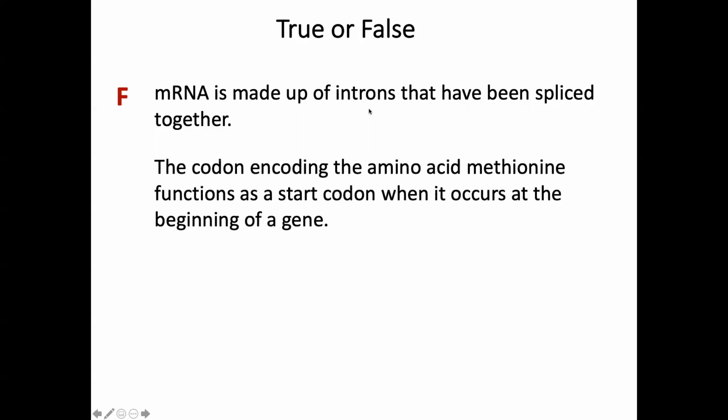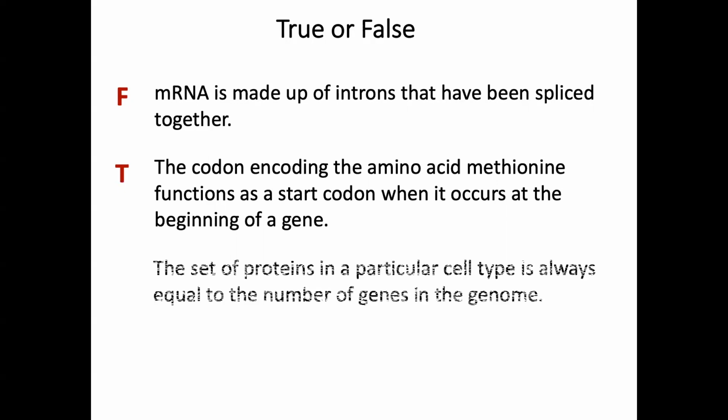The second one: the codon encoding the amino acid methionine functions as a start codon, where it occurs at the beginning of a gene. Is this true or false? The answer is true because AUG or ATG encodes methionine and it is the start codon for translation. So that's correct.